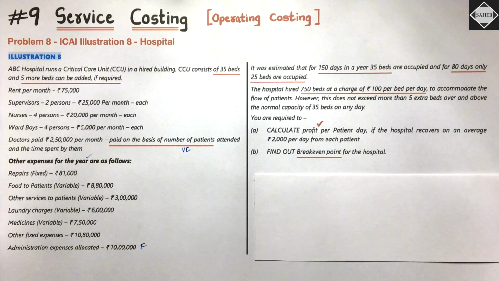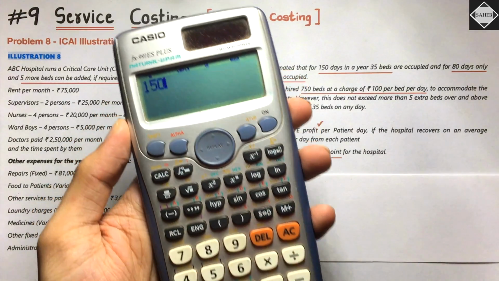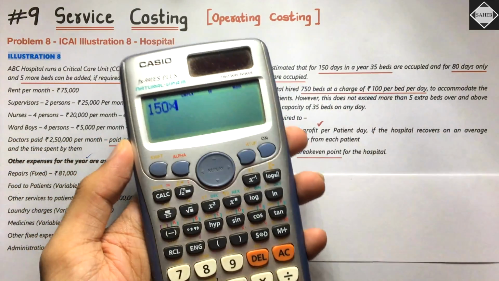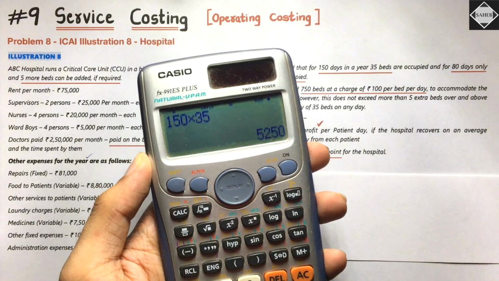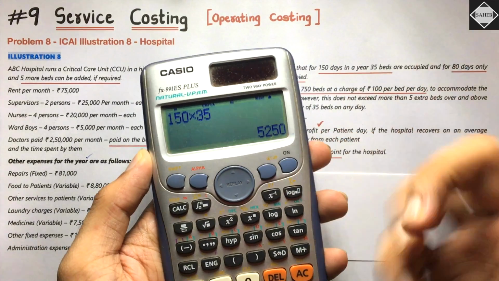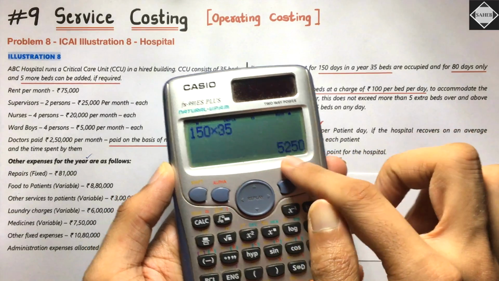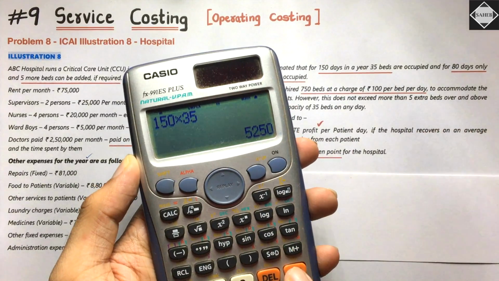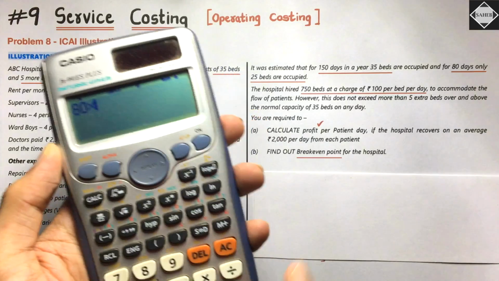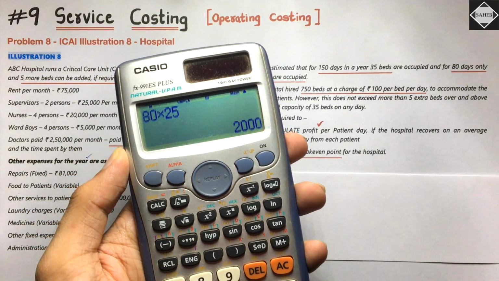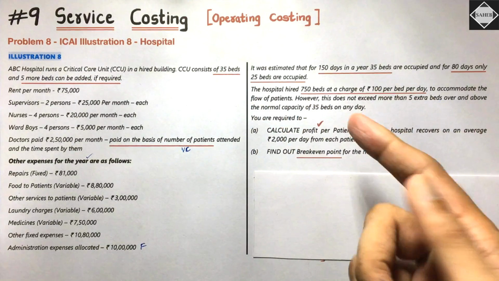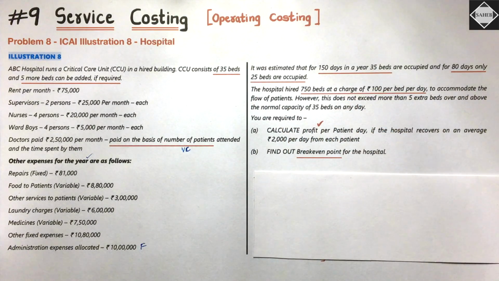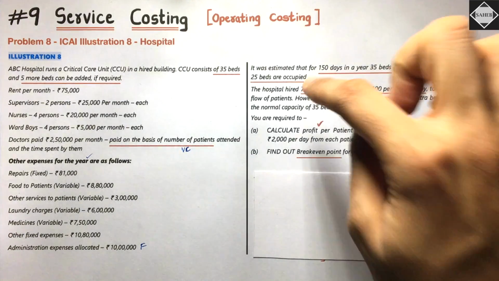See. It's really simple. 150 days are there now. First into 35. Yeah, 150 days and 35 beds on each day, right? So that is equal to how many, what do you say, patient days or bed days? 5250. You see this answer? 5250. Yes. And then if we do 80 days into 25, we get what? 2000. What is this? This is bed days. So then they have directly given you bed days 750 regarding the hiring part. So that is not beds, that is bed days.